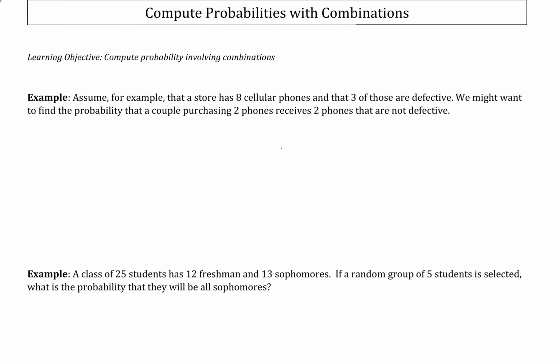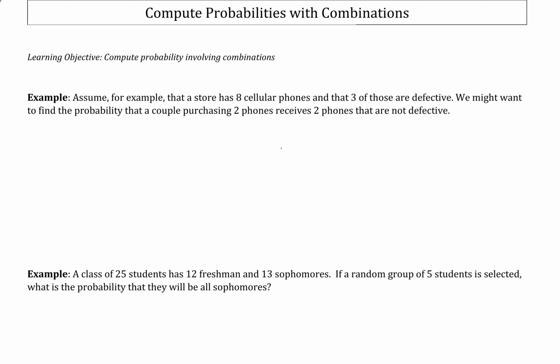In this video, we will compute probabilities using combinations. So let's say that a store has 8 cell phones and 3 of those phones are defective. Let's calculate the probability that a couple purchasing 2 phones receives 2 phones that are not defective.